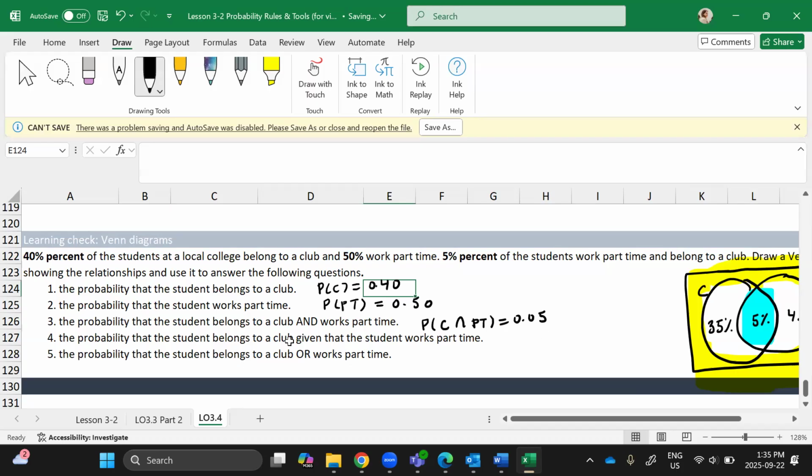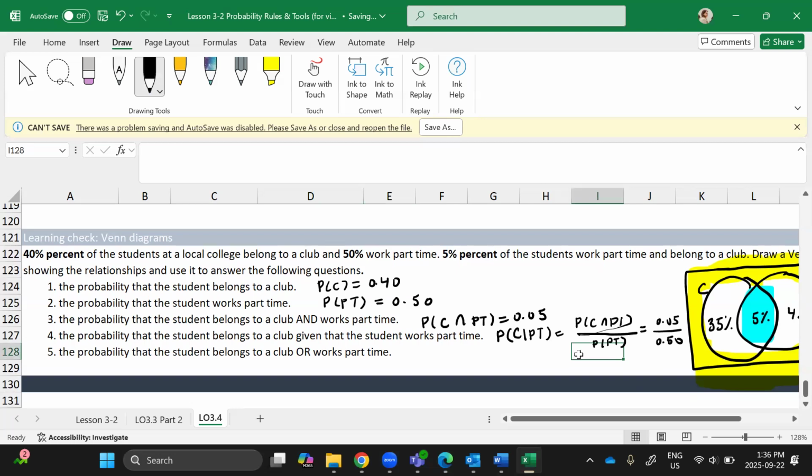What is the probability a student belongs to a club given that the student works part-time? This one you will have to use your formula for. Probability club given part-time. First you take that they both happen together, and then you divide by the one after the given symbol, part-time. So club and part-time is 5%. Probability part-time is 50% from our previous 2 answers. 5 divided by 50% will be 10% chance, 0.1 for the answer for that one.